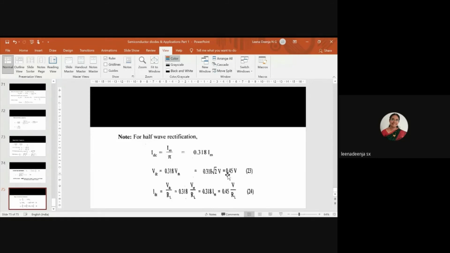VDC is 0.45 V and IDC എന്താ പറയണേ? 0.318 Im. ഈ 0.318 Im വീണ്ടും നമുക്ക് √2 I എന്ന് എടുക്കാം. അപ്പൊ ഇതും ഇവിടെ 0.45 I എന്ന് വരും. ഇത്രയും എക്സ്പ്രഷൻസ് ഒന്ന് പഠിക്കാൻ പറ്റുന്നവർ പഠിക്കുക. അല്ലെങ്കിൽ ഈ എക്സ്പ്രഷൻ എന്തായാലും പഠിക്കാം. IDC is Im by pi and VDC is VM by pi.